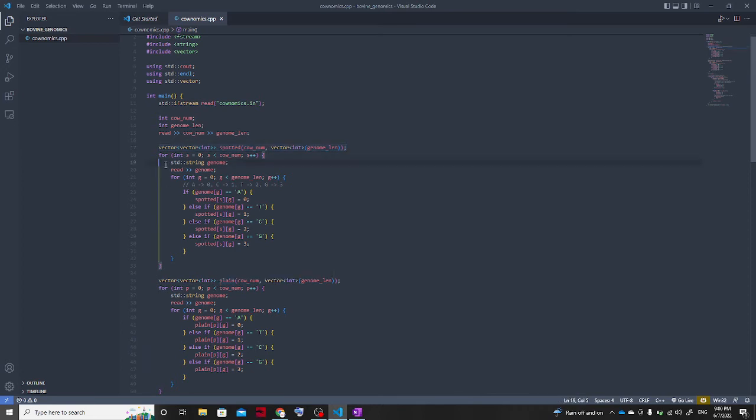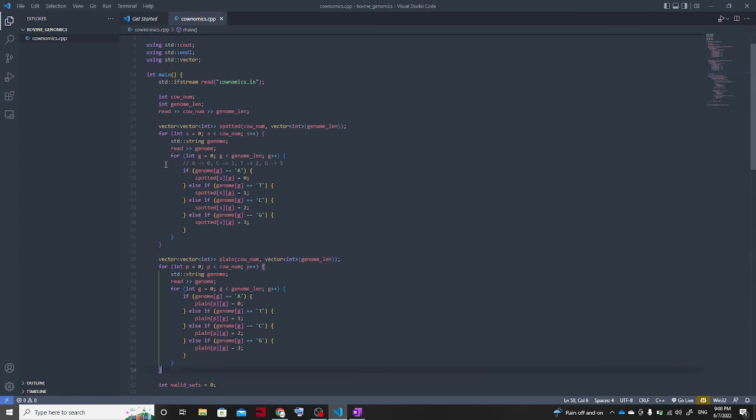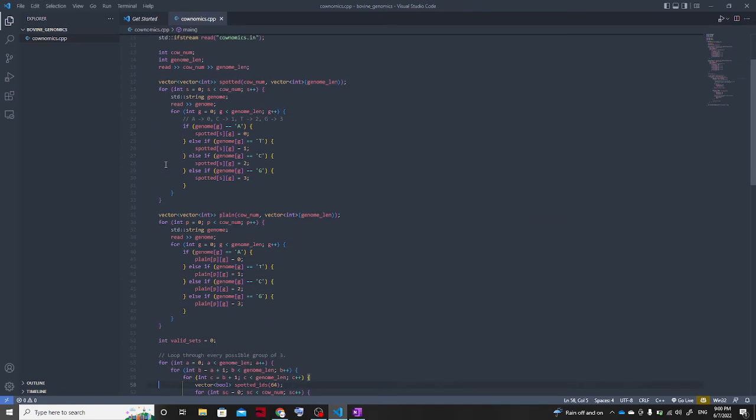So they're reading in the genome, and then they are going through every character in that genome and seeing if it's an A, make it 0. If it's a T, make it 1. If it's a C, make it 2. And if it's a G, make it 3. And they're doing the same thing for the plain cows. And now what you have is a vector of ints. Essentially, this is just our string, but compressed into 0, 1, 2, and 3.